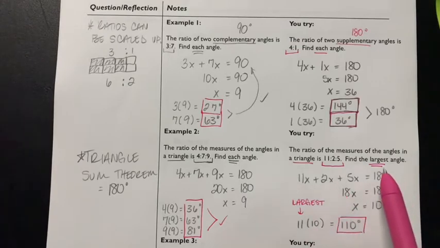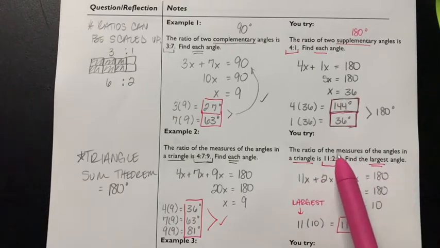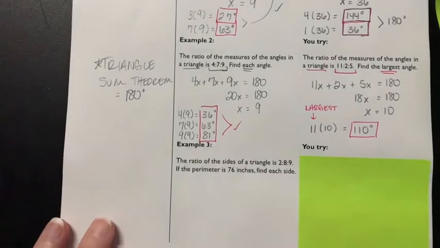Since we were looking for the largest angle, I looked for the largest number in these ratios, and that was 11. So 11 times 10 is 110, and there we go. We're all set for that one. Go ahead and check your work on that as we move to the next problem. Example 3 coming up.